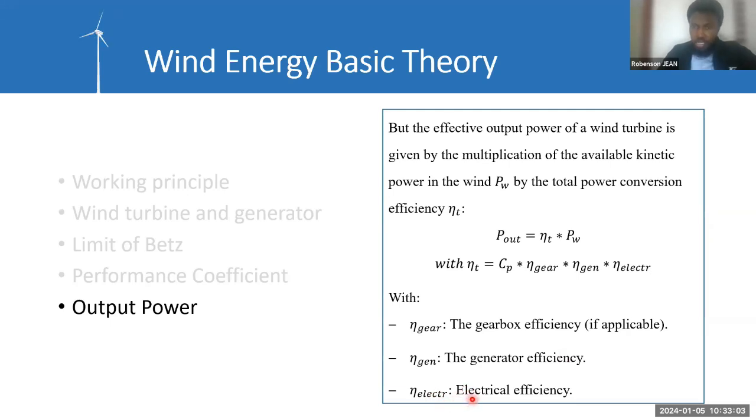Also, this is the electrical efficiency that takes into account the electrical losses. When the mechanical output power is affected by these efficiencies, we finally have the output electrical power.